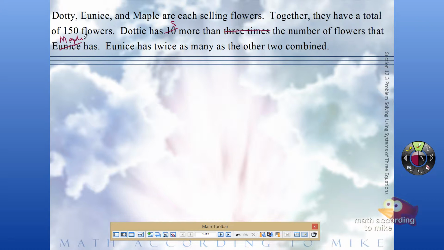And the last sentence there, we're going to say Eunice has as many as the other two combined. So take out the word twice. My bad, I'm very sorry about that. There we go. Oh, see, that's terrible. Alright. Yeah, it's better. Oh, it looks like I work for the NSA now. Okay.